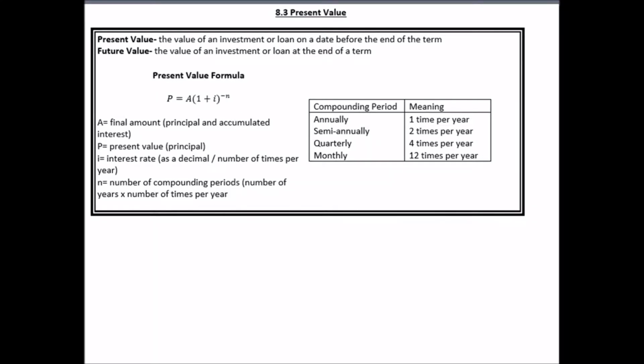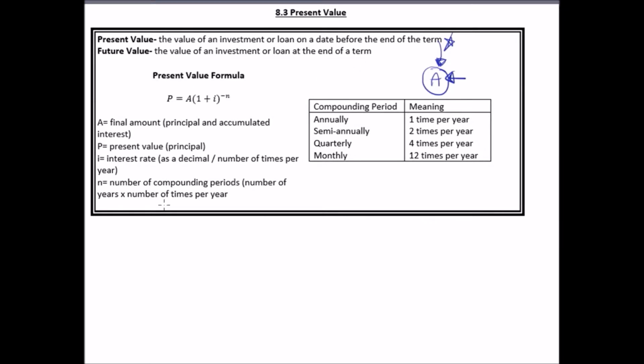8.3 present value. So what is present value? Present value is the value of an investment or loan on a date before the end of a term. That sounds super confusing, but pretty much present value is: what do I have to invest now? It's basically like we're finding the amount. Okay, so what do I have to invest now, the present value, in order to kick out this amount in the future? And then future value is the value of an investment or loan at the end of a term.